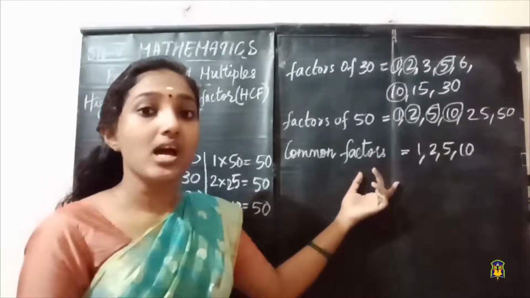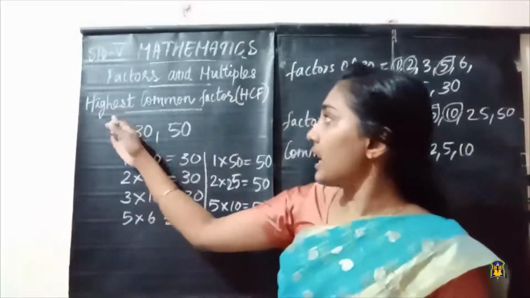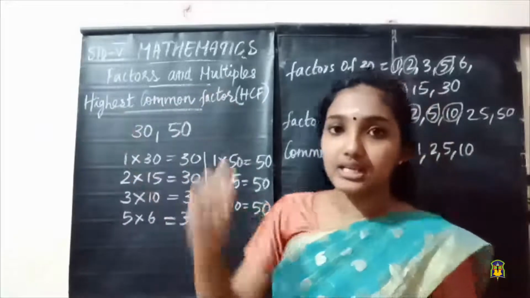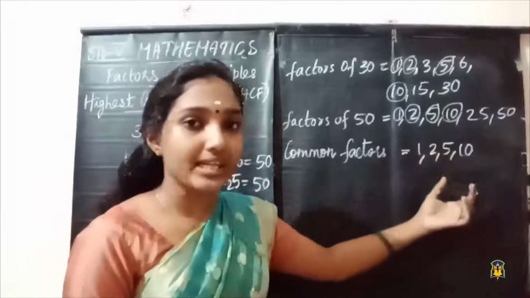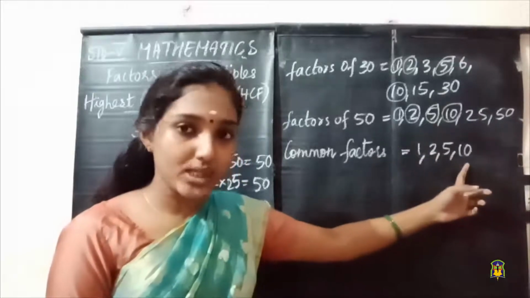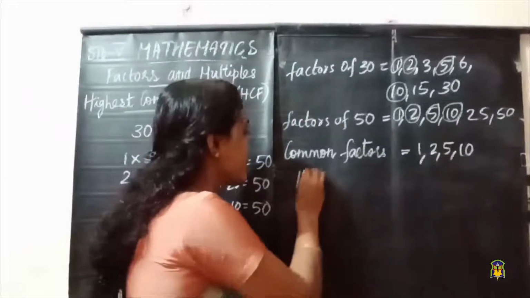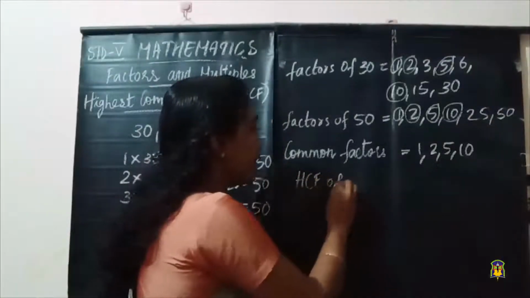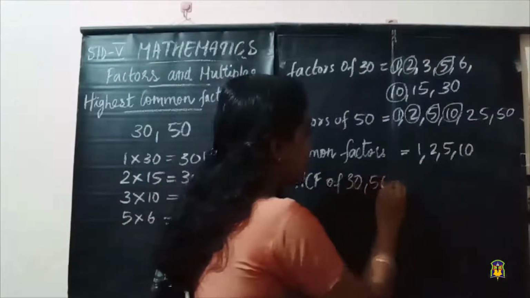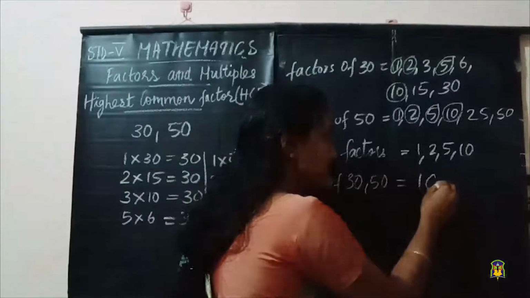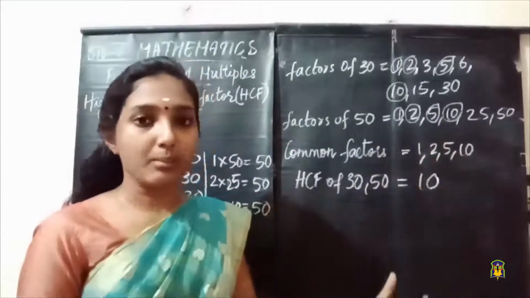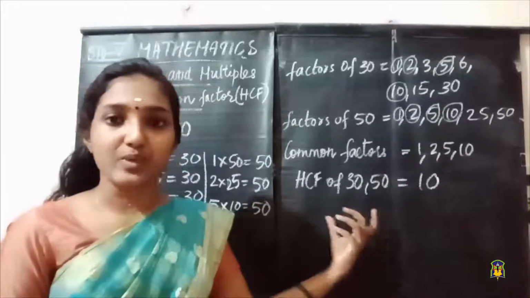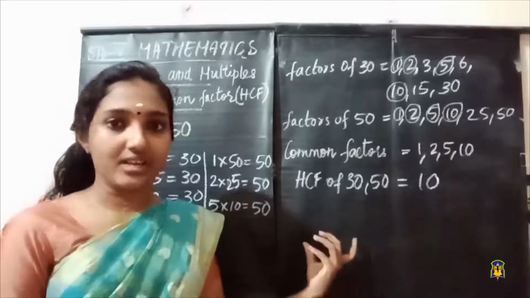We have to find the highest one, right? It is the highest common factor. Highest means we have to find the greatest. Which is the greatest here? 10 is greatest, right? So HCF of 30 and 50 is equal to 10. Highest common factor, the highest among the common factors. It is 10. So we got the HCF of 30 and 50.